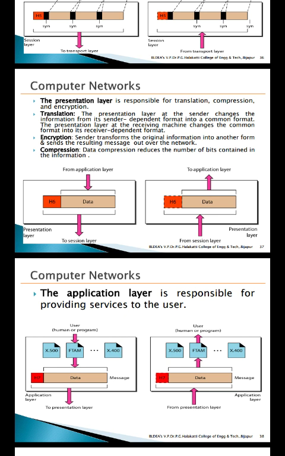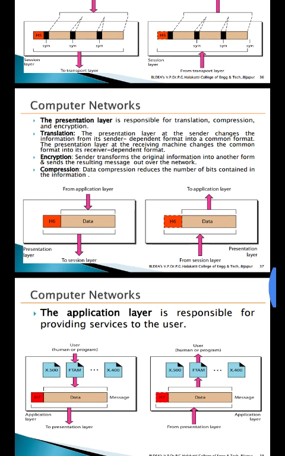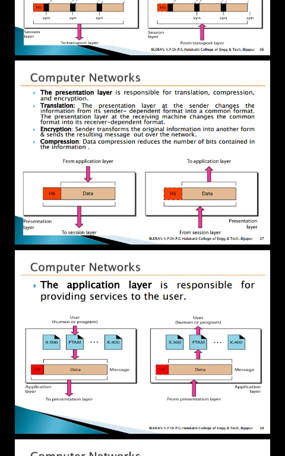The receiver and the sender formats may be different. So the sender is going to change the information into one common format, the common format which is followed through the network to transfer the information. Once it reaches the destination side, it is converted once again into the receiver-dependent format. This is what you call translation. So the presentation layer at the receiving machine changes the common format into the receiver-dependent format.